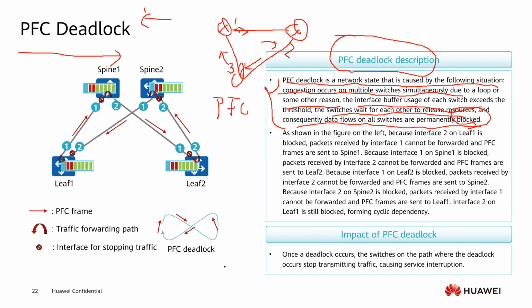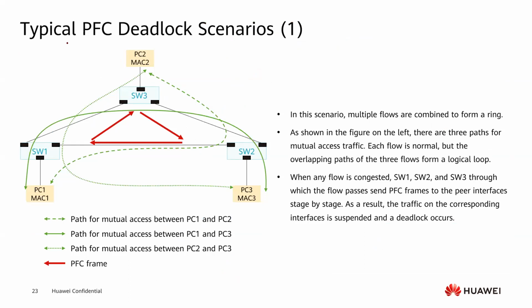PFC deadlock is only generated in special scenarios. Then we'll introduce which scenarios will generate the PFC deadlock. Let's see the typical PFC deadlock scenario. This is the first one. In this scenario, multiple flows are combined to form a loop, form a ring.